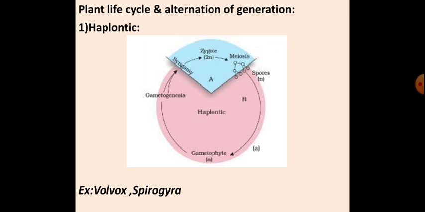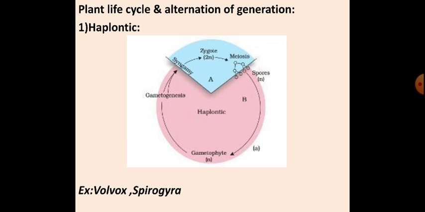Haplontic. What is the haplontic life cycle? As explained in the diagram, in the haplontic life cycle, the sporophytic generation is represented only by one cell, the zygote. You can see the zygote in that blue color. So there are no free living sporocytes.